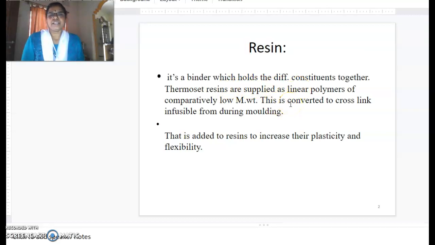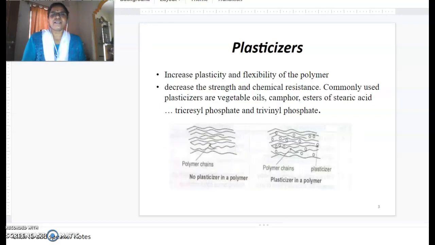So what are the different types of resins? Obviously, they are thermoplastic and thermoset resins, and they are supplied as linear polymers of comparatively low molecular weight, which are converted into cross-linked infusible form during molding. When you add these resins, it increases the plasticity and flexibility. So that is about resin. This is the first ingredient.